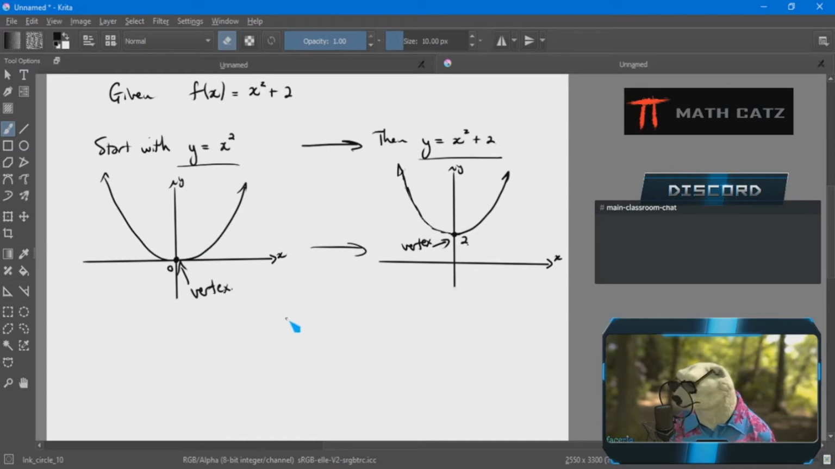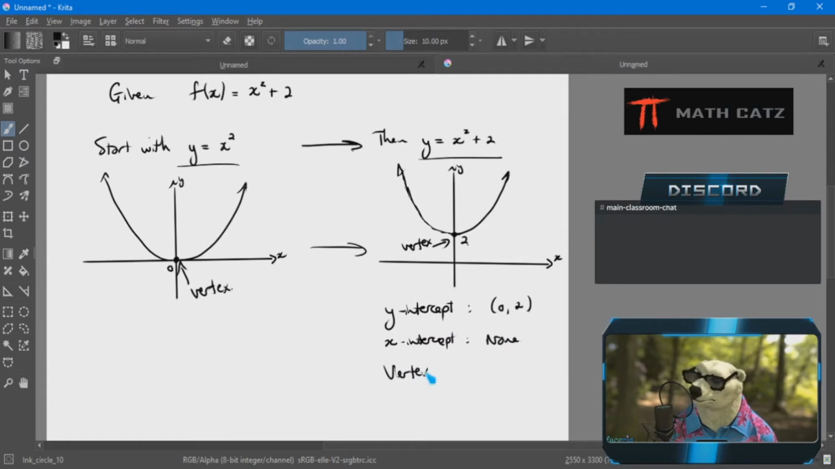All right. So they want to know the y-intercept. Easy. Because I just moved my graph up, the y-intercept is (0, 2). X-intercept. Of course, because of what I did, there aren't any. The vertex is this turning point. In the case of the basic parabola, it's the lowest point. It's the point (0, 2) as well.